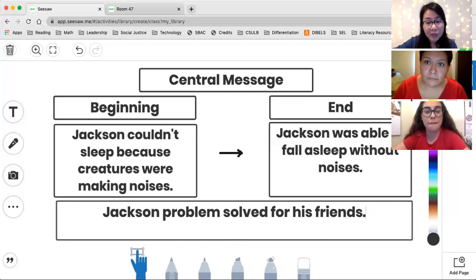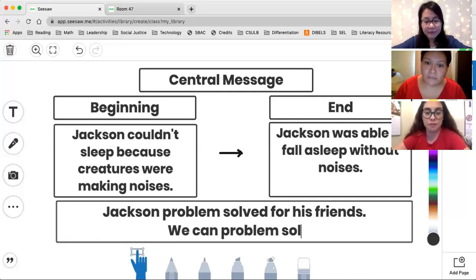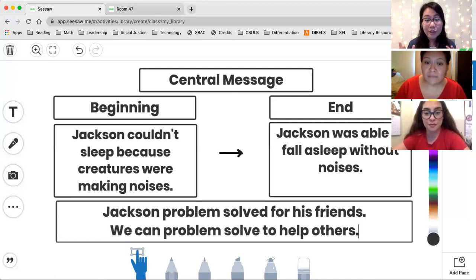Usually in a central message, we word it in a way where it's a big lesson that we can all learn. So we can reword it by saying, we can problem solve to help others. Perfect. Exactly. So do you see how we wrote that?